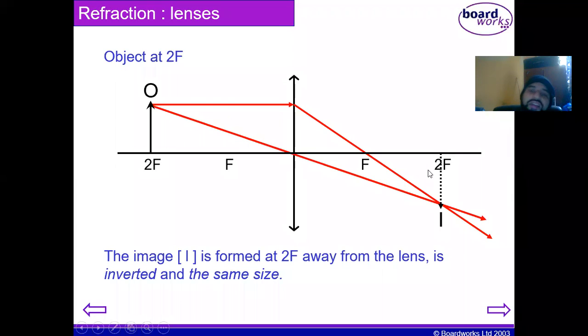So for your next diagram, you can draw it in different colors on the same one, though it won't be too accurate. Or you can draw a quick diagram and show this. You can also write underneath the original diagram that if you have an object at 2f, on the other side your image will be at 2f, and it will be inverted and the same size. As soon as you do that, let me know. We can move on.